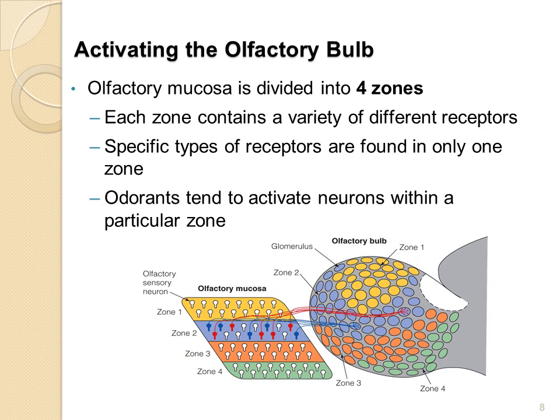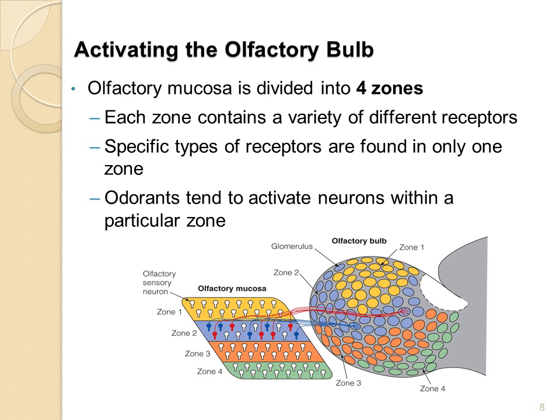Now, activation of the olfactory bulb. The olfactory mucosa is divided into 4 zones: zone 1, zone 2, zone 3, and zone 4. Each zone has a variety of different receptors, and a specific type of receptor is found in only one zone.